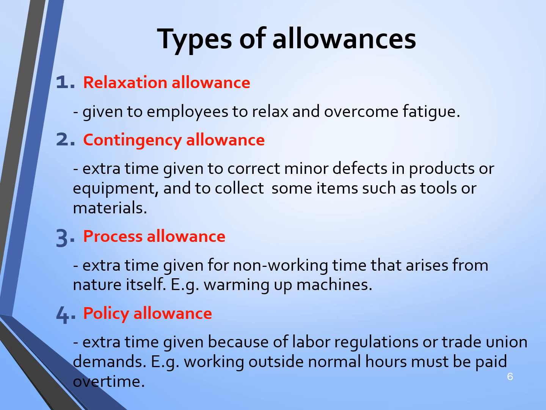And the last type of allowance is called as policy allowance. Only policy allowance involves money, but the meaning is not the money, it is still the extra time. Okay, policy allowance is the extra time given because of labor regulations or trade union demands. For example, working outside normal hours must be paid overtime. Okay, policy allowance is where the employees take the extra time because of the instruction given by the top management or by the company itself.